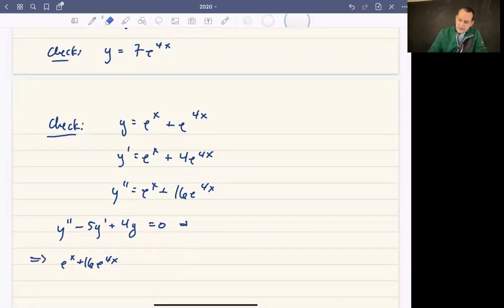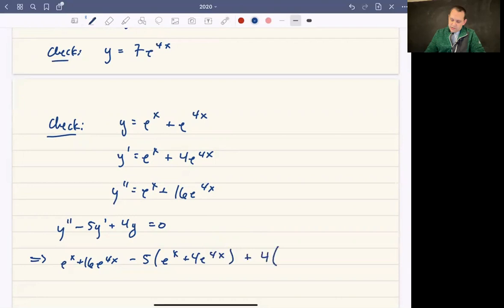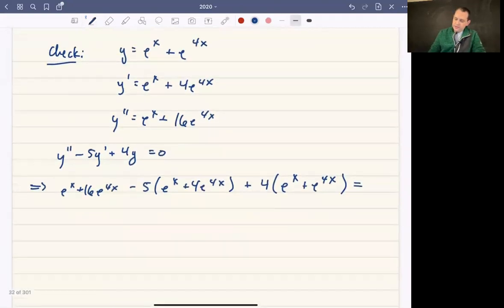So that implies that e to the x plus 16e to the 4x, minus 5 times y prime, which is e to the x plus 4e to the 4x, plus 4y, which is 4 times e to the x plus e to the 4x. We want that to be equal to 0, and let's just check it.